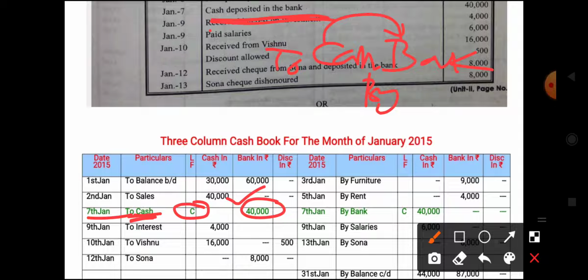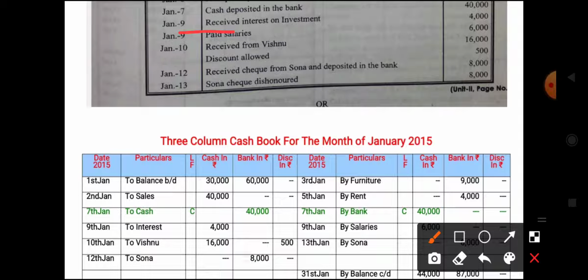And on the credit side, opposite side contra, that is 7th January by bank, in LF column you will write C and amount in cash. When you write here bank, amount will be in cash. This is how we will write the contra posting. For easy understanding, I am saying like this. Payment is happening from cash, so it will come on the payment side in cash. Receipt is happening to bank, so the amount will come on the receipt side, the debit side, in bank. Okay, this is how you need to locate the contra entry.